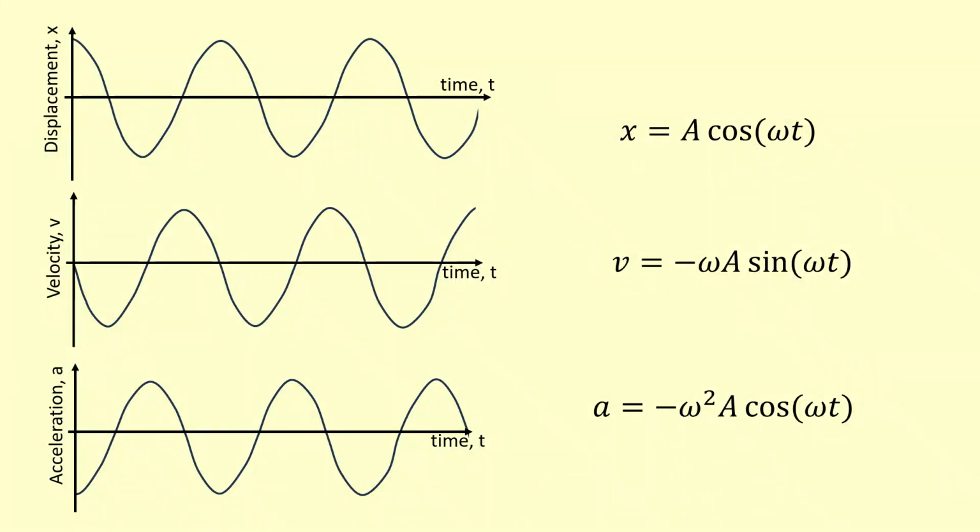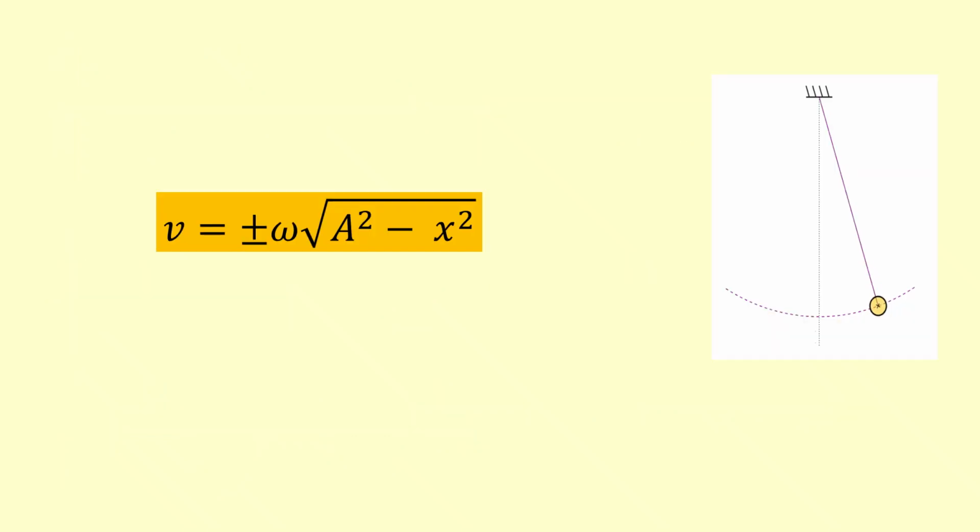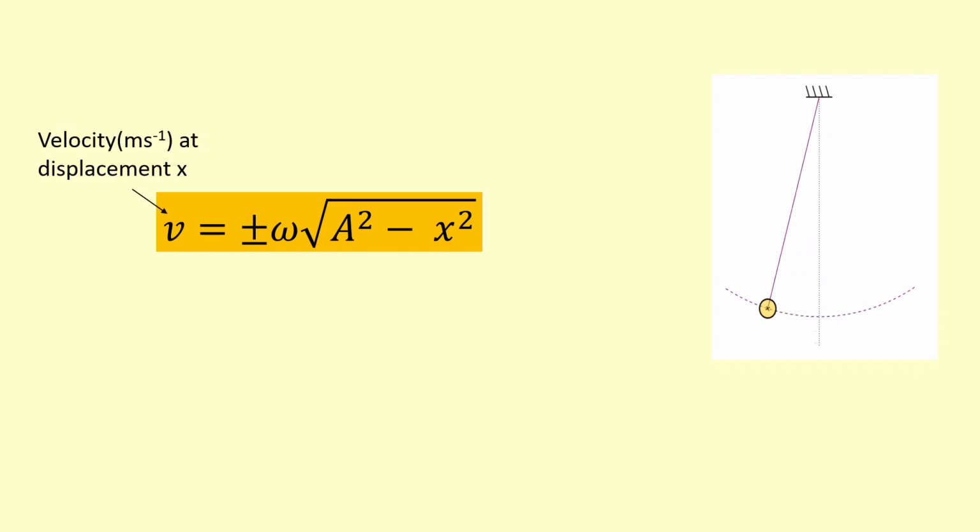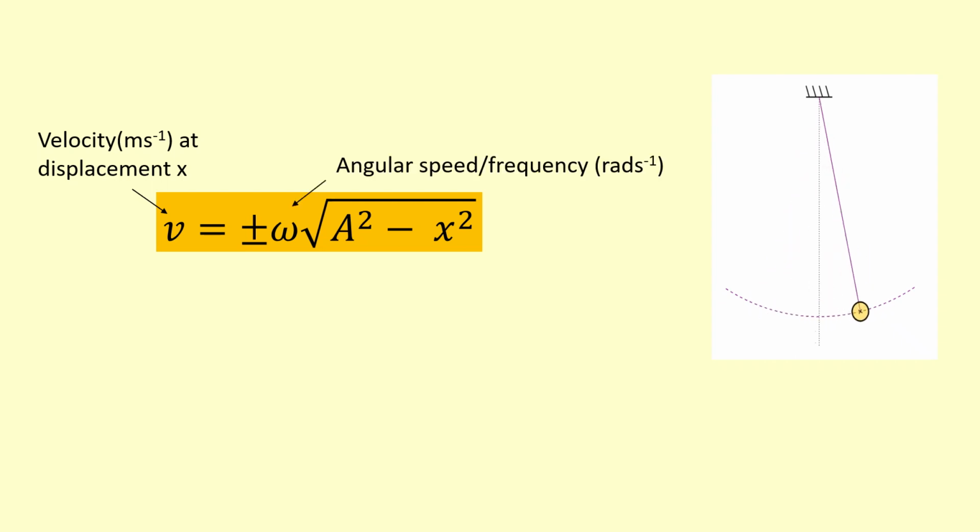Okay, so these equations give displacement, velocity, and acceleration as a function of time, but we can join them together in different ways to get rid of the time. So here's velocity as a function of displacement. So v here is a velocity in meters per second at a particular displacement x. Omega is the angular speed or angular frequency in radians per second.